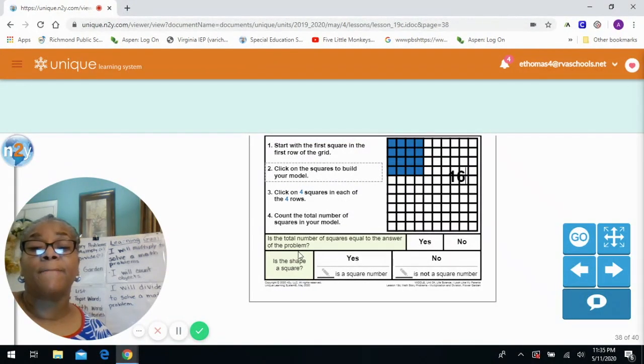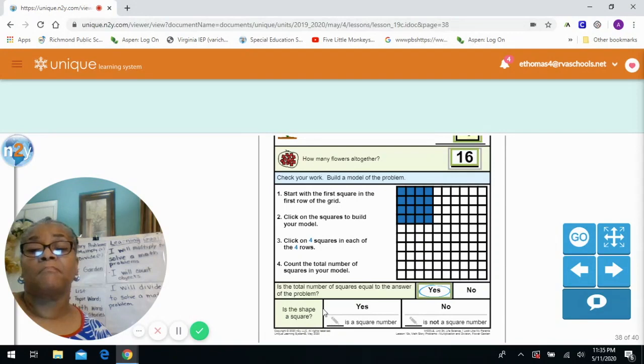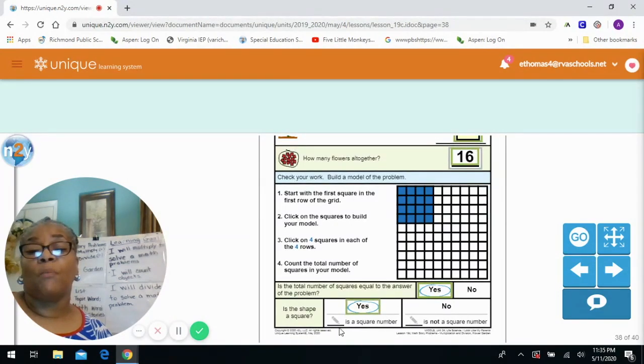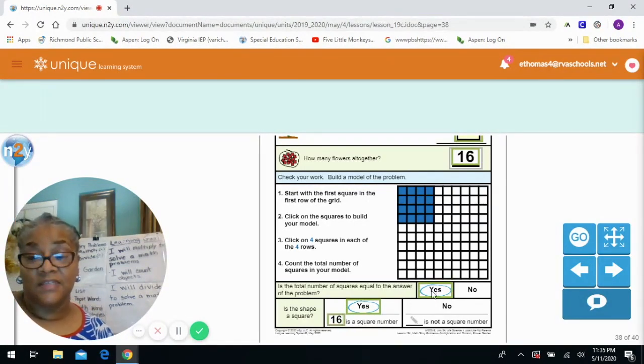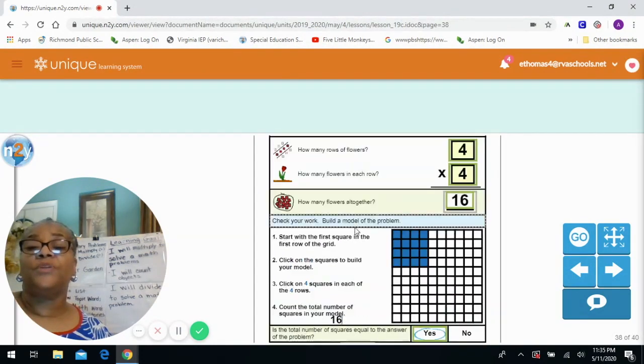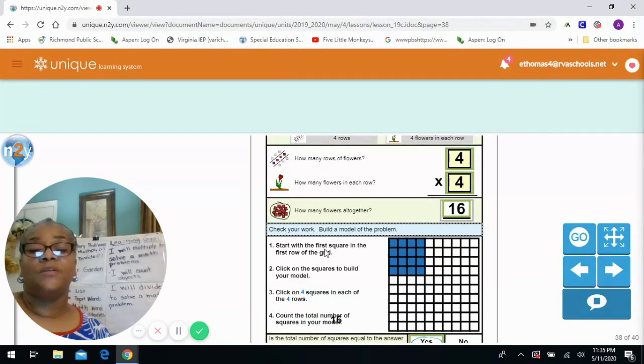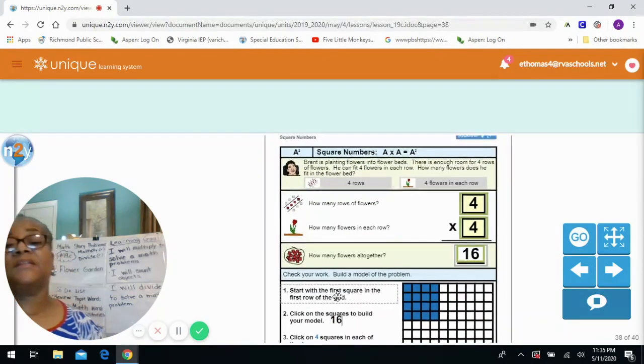Is it a square shape? It says, is the total number of squares equal to the answer of the problem? Yes. All right. Is the shape a square? Uh-huh. So blank is a square number. So what would be the square number? 16 is the square number. So now that we know 4 squared equals what? 16.